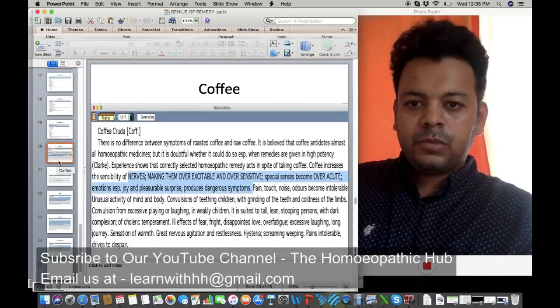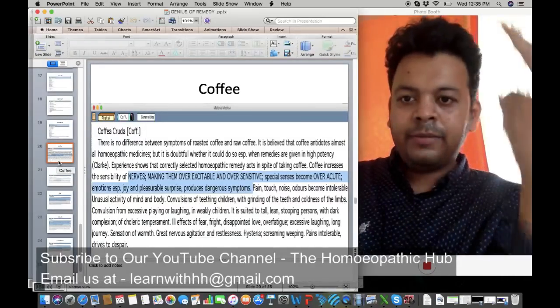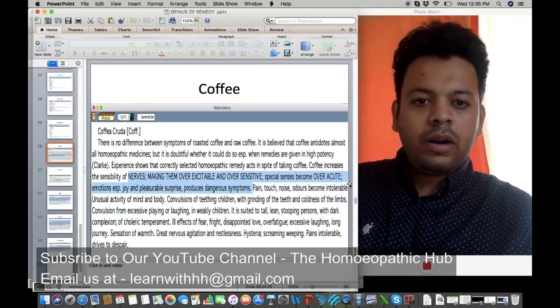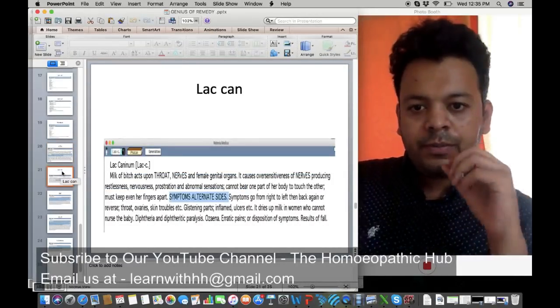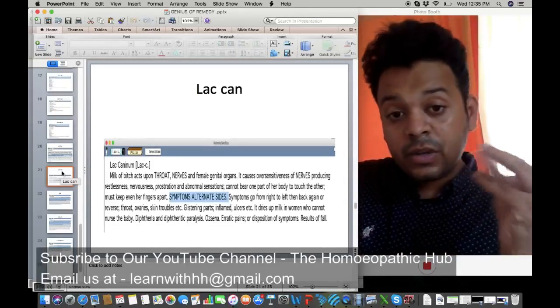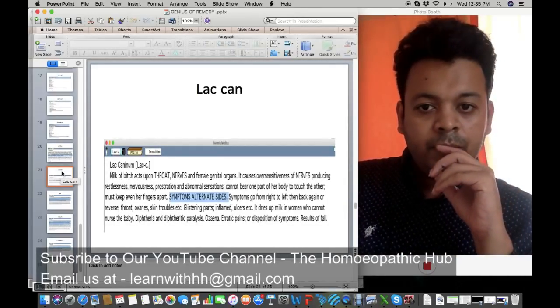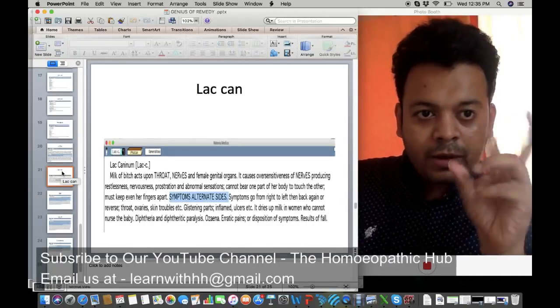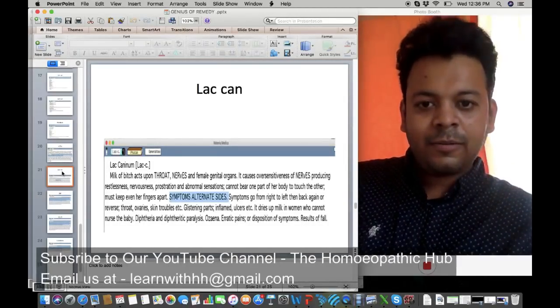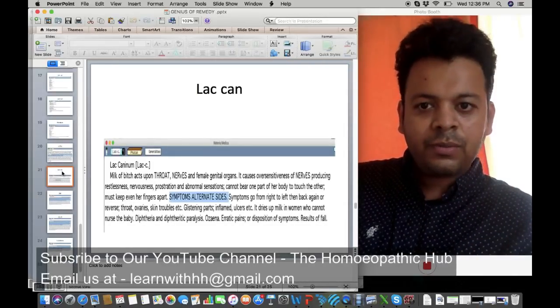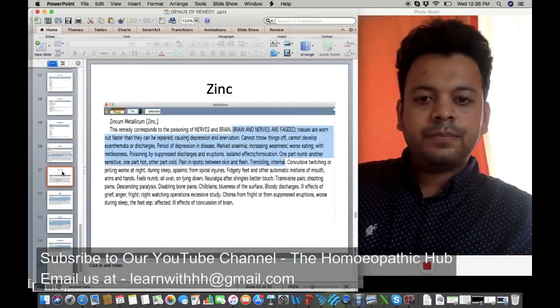Coffea, overacute mind. This is the genius. You can see overacute. Lac caninum, alternation. Alternation of physical symptoms, even alternation of mind symptoms. They even have split personalities. One side they are very good, happy, friendly, maternal. Second side, malicious, revengeful. Alternation.